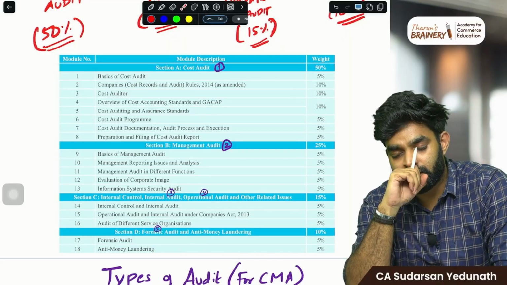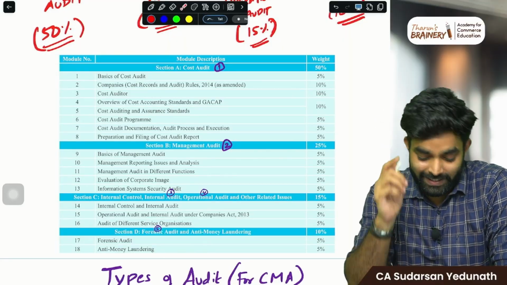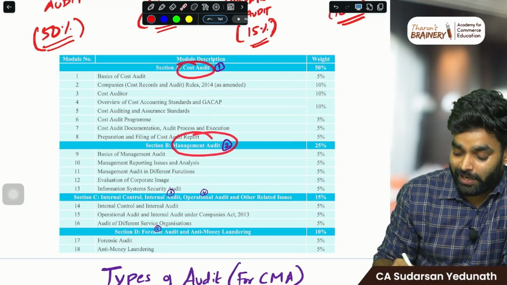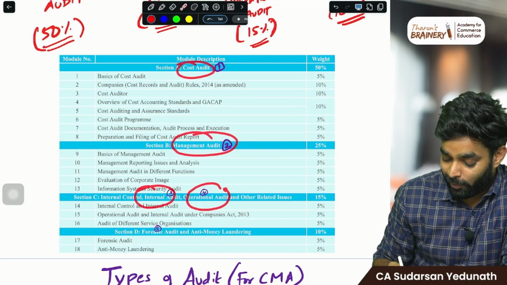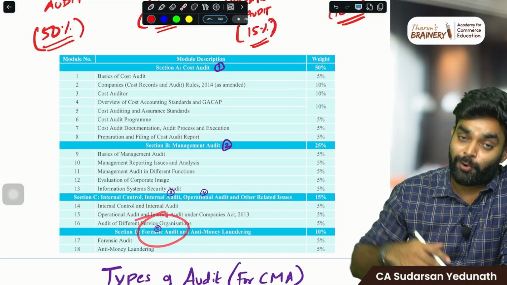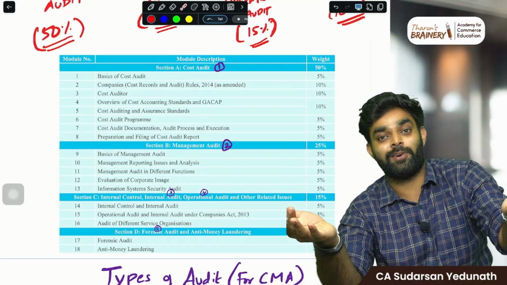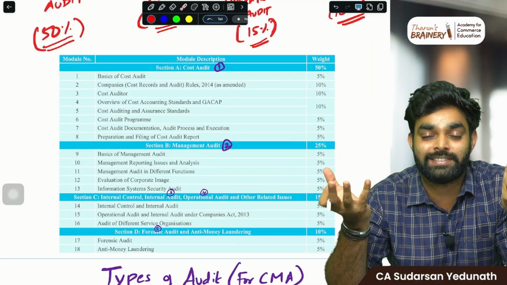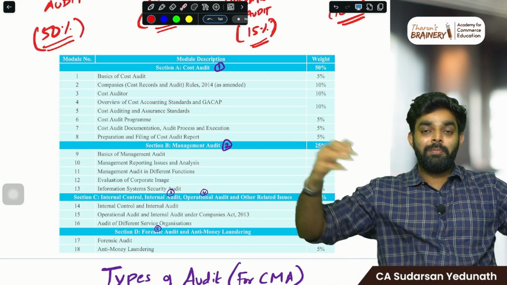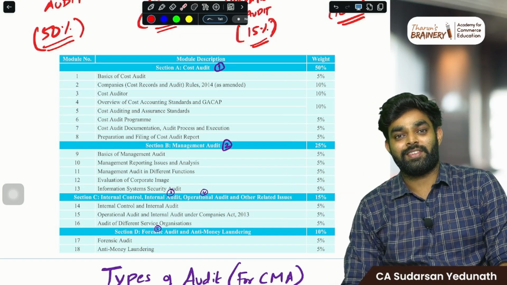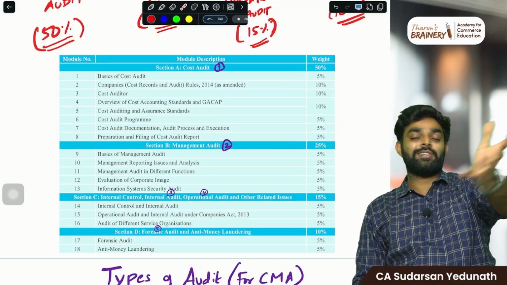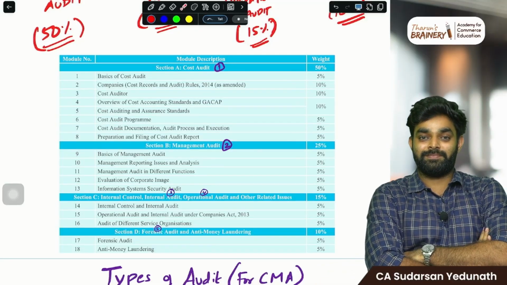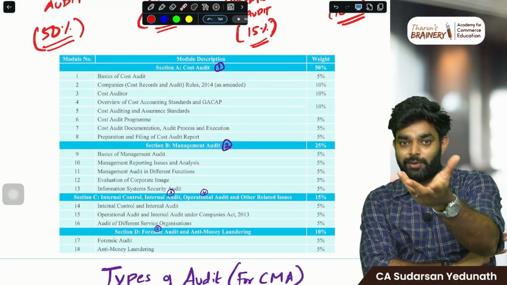But I thought instead of teaching this, there may be a lot of students who don't know what is cost audit, what is management audit, what is internal audit, what is operational audit, what is forensic audit, what is normal audit, what is tax audit. We are going to teach about auditing. What are all these audits? How many audits are there? What is the difference between each audit? Tell me, if you are a CMA student, what is the difference between each audit? Whatever you know, I'll be teaching you anyway.